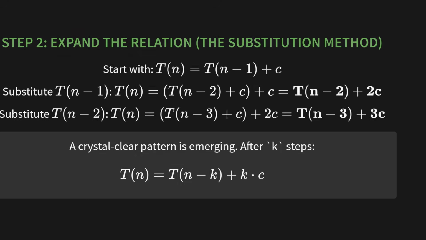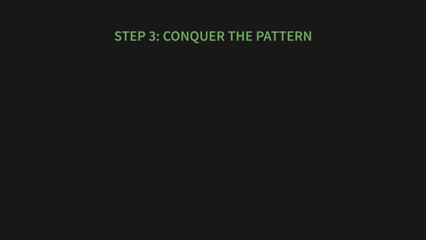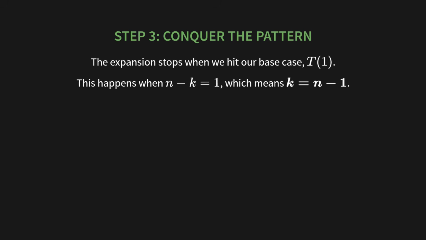Step 3. Conquer the pattern. This expansion has to stop somewhere, right? It stops when we hit our base case, T of 1. This happens when n minus k equals 1. And if we solve for k, that means k equals n minus 1.